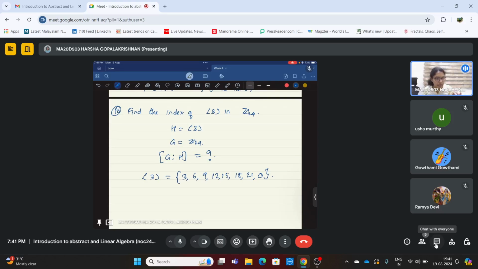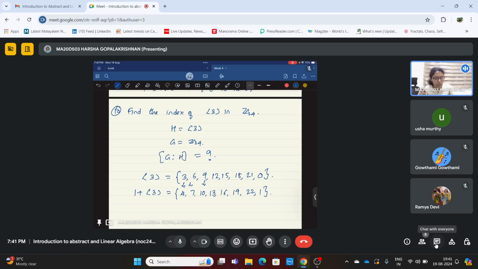Now we will consider all the possible cosets. Here, what is not in <3>? 1 is not in <3>. So we will take an element which is not in <3> and add it from the left side. So 1 plus 3, 1 plus 6, 1 plus 9. Each element will be added by 1 on the left side. So what we get: 1 plus 3 is 4, 7, 10, 13, 16, 19, 22, and 1. So this is the coset 1 plus <3>.